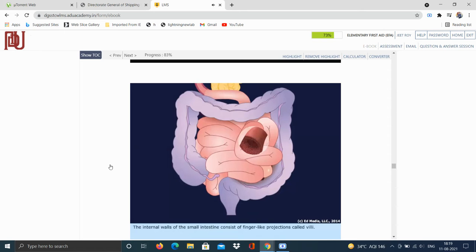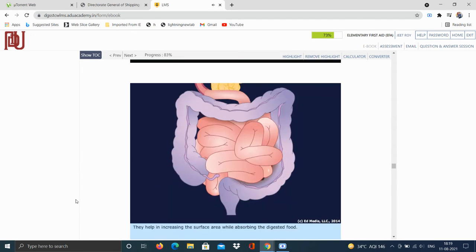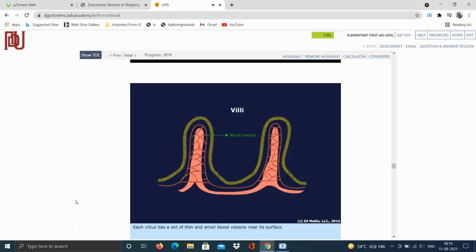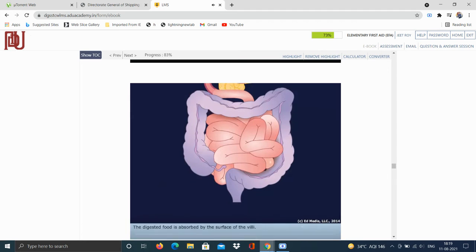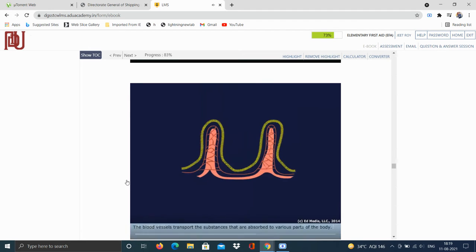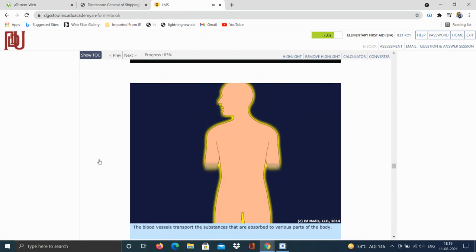The internal walls of the small intestine consist of finger-like projections called villi. They help in increasing the surface area while absorbing the digested food. Each villus has a set of thin and small blood vessels near its surface. The digested food is absorbed by the surface of the villi. The blood vessels transport the substances that are absorbed to various parts of the body.